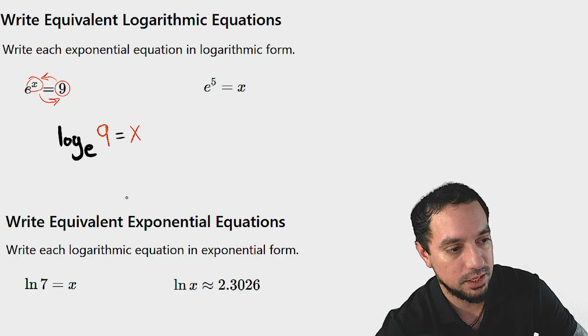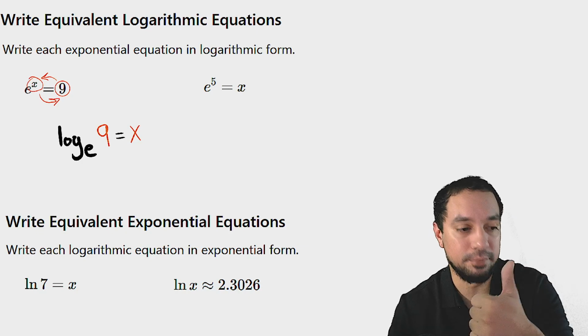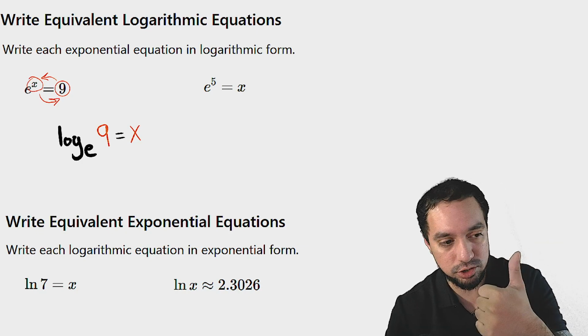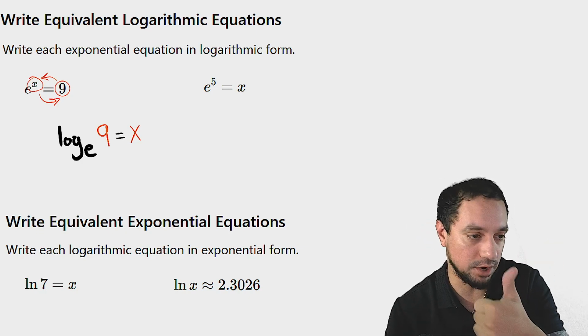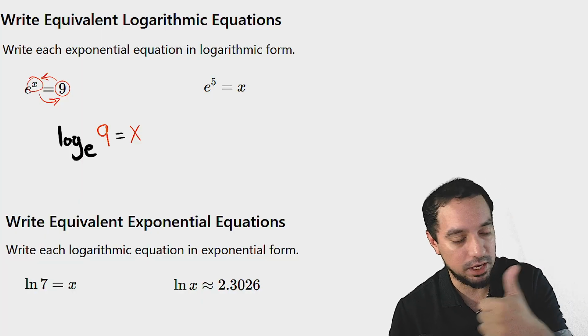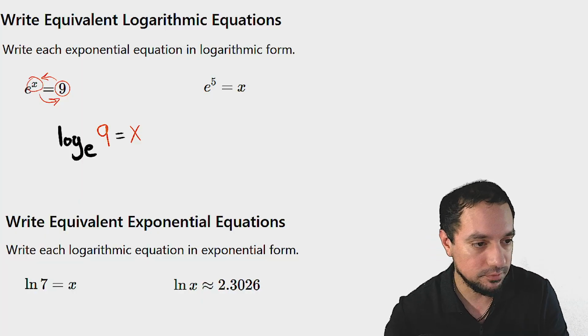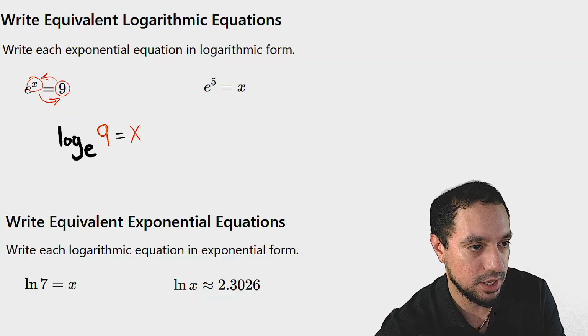Just like that. So just to recap that, I start off with the base. The base of the exponential will remain being the base of the logarithm, and then I just swap the answer with the exponent.